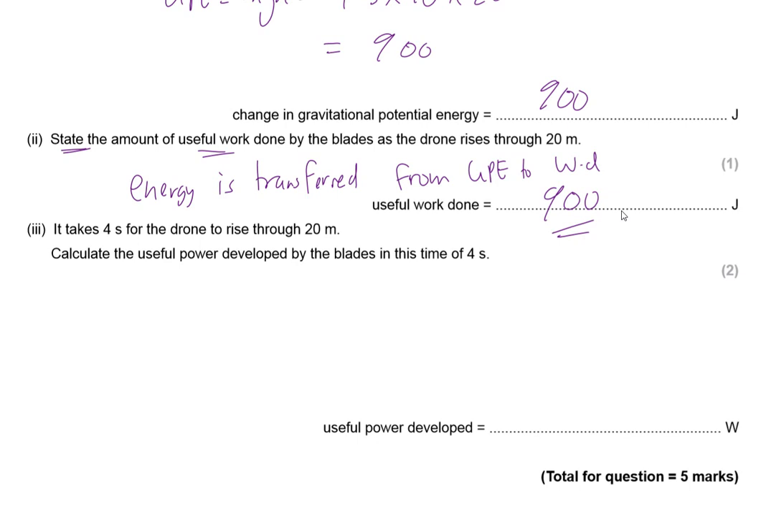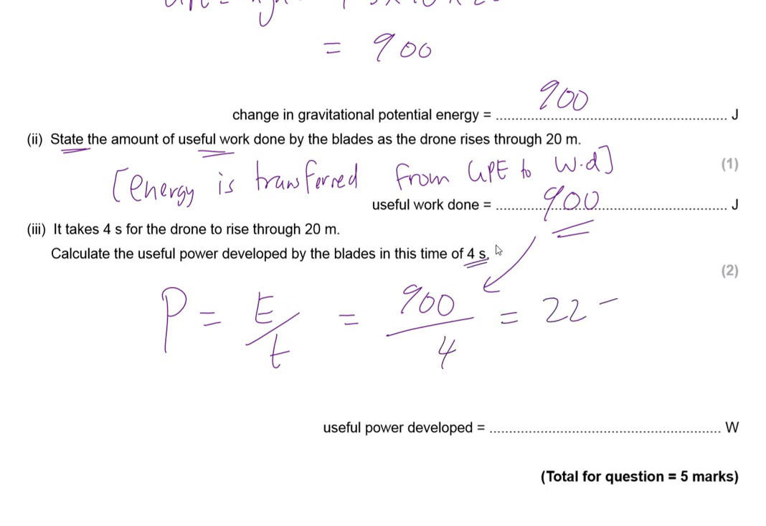Now for those of you who got this wrong, this is the explanation. Why is it 900? Because energy is transferred from GPE to work done, and you need to know that. Make sure you write it down. So equation again, power is energy over time. Energy we've calculated, it is 900, divided by time, which is 4 seconds. This will give me 225 for 2 marks.